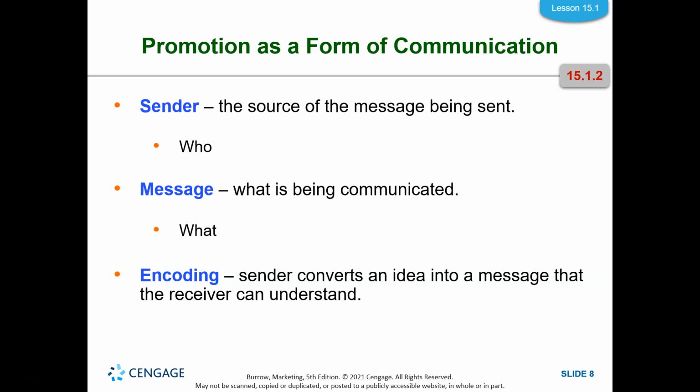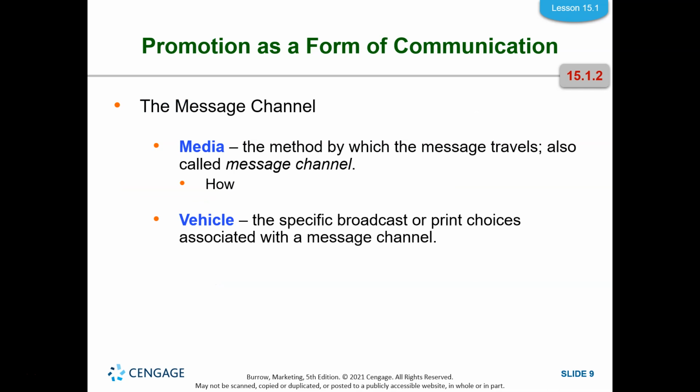So a good example of this is just like when you're translating for, let's say, English to Spanish or German or whatever, someone has to encode from the sender. If they're speaking one language, the translator would encode that into a message that the receiver can understand by translating it.